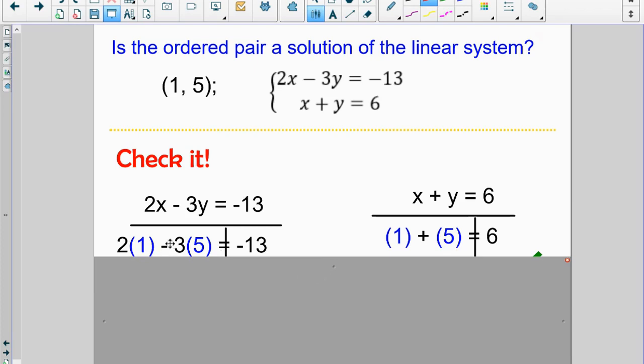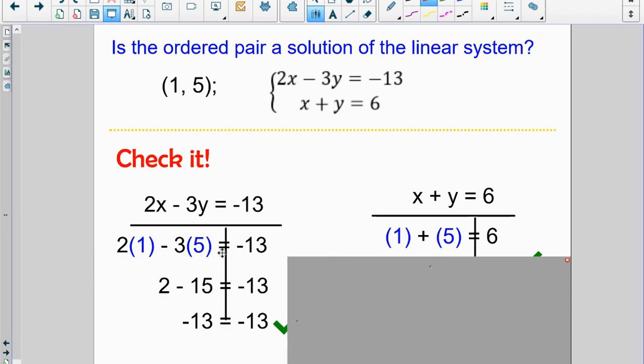I do a little math, so I'm going to evaluate both of these. On the left-hand side, I get 2 minus 15, which is -13. And we look at this. Does it make it true now? Does the left side equal the right side? Yes, it does. So I put a little check mark there.